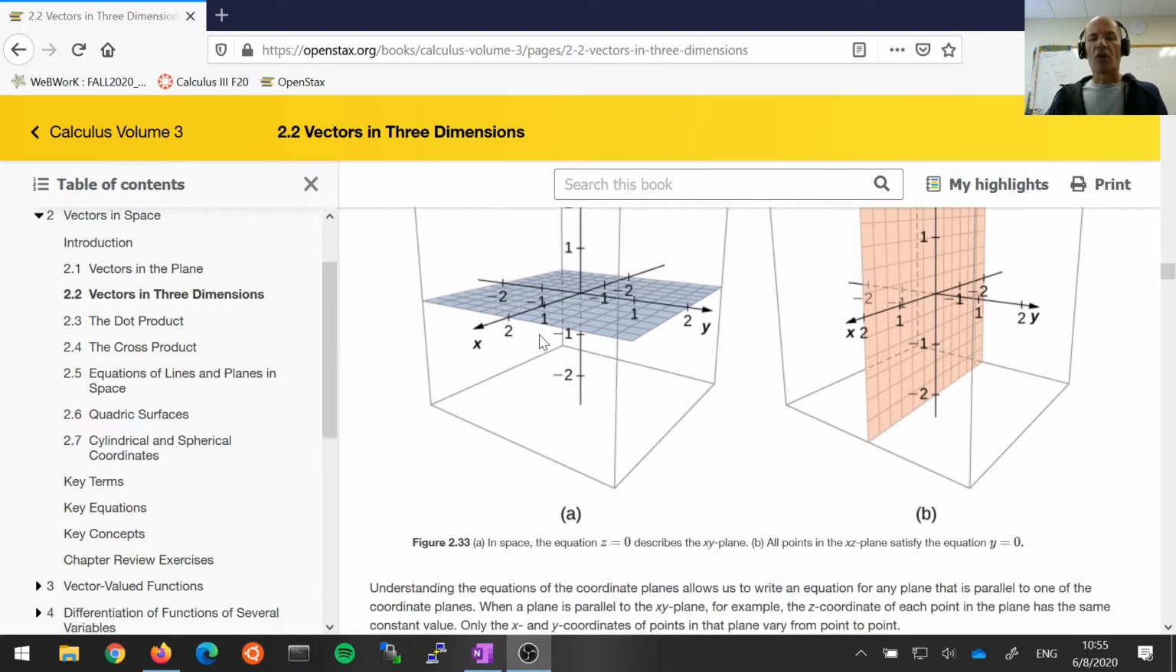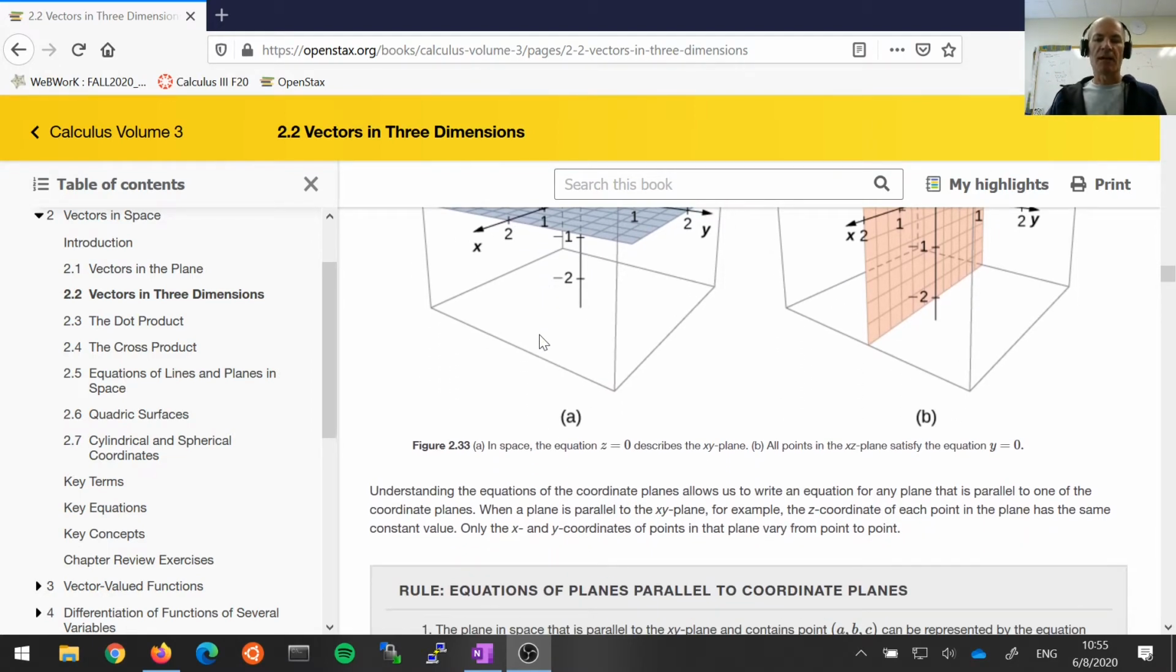So equations are, in a sense, membership tests. And if you satisfy the equation, then you're part of this set. If you don't satisfy the equation, you're not part of this set.